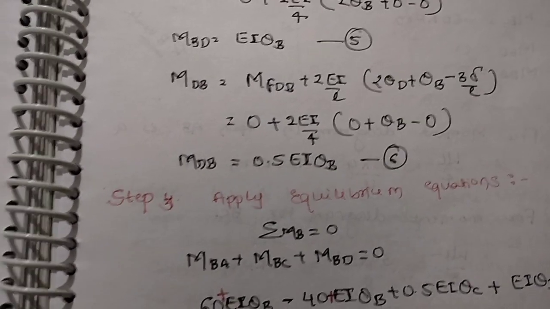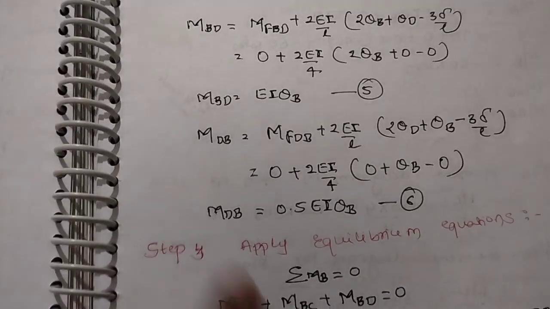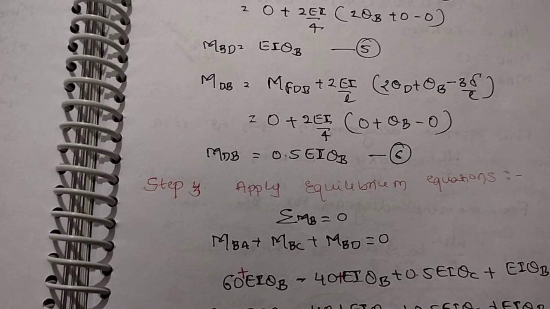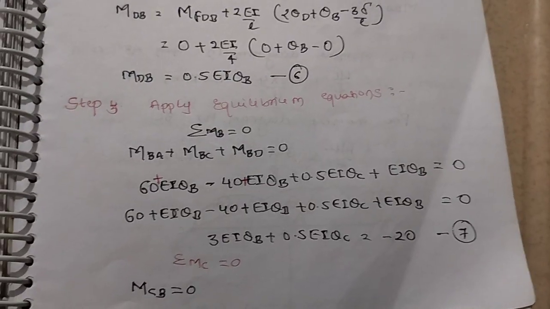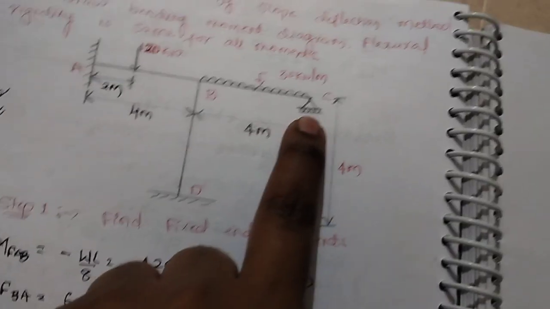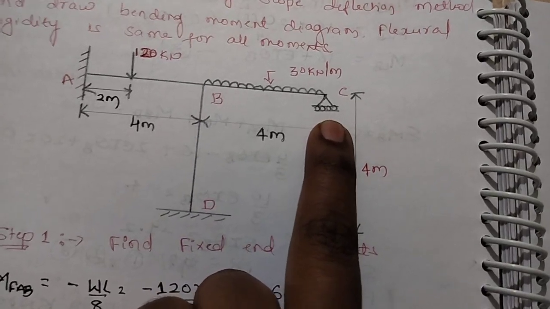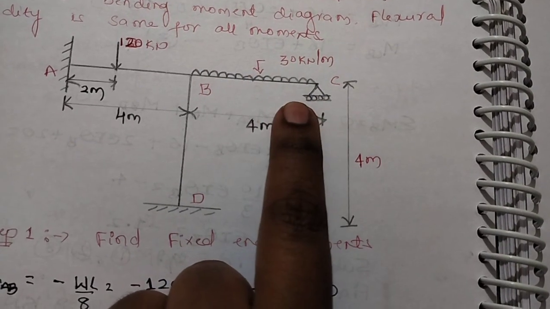Next, what is MCB? What is the value of MCB? MCB will be equal to 0. What is the moment at the roller end? There will not be any moment at the roller end. Moment will exist at the fixed end only. So MCB is equal to 0.